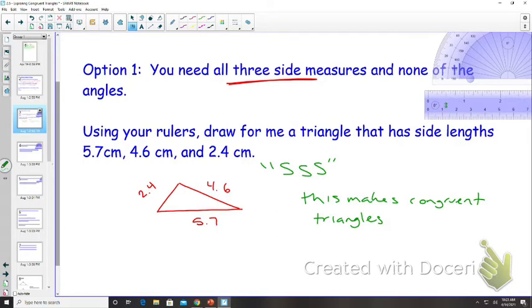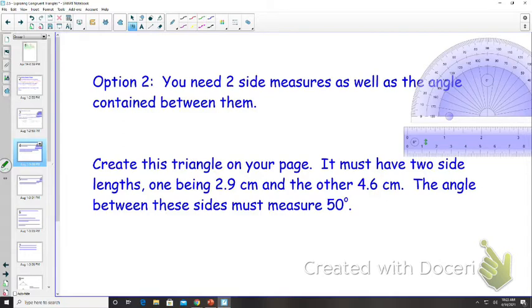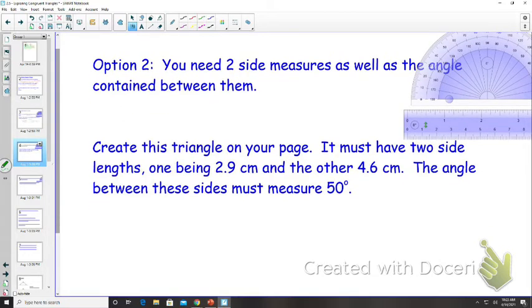Okay, so there is our option 1. This is when we know all 3 side lengths. So we call this SSS. Option 2, you need 2 side measures as well as the angle contained between them. That's important that it's in that order.